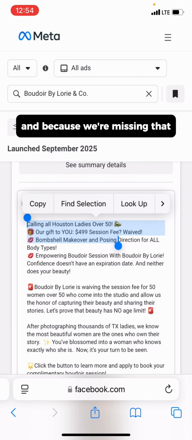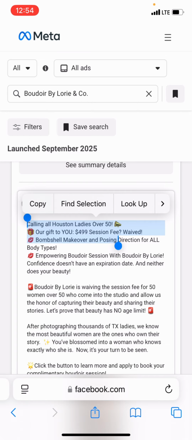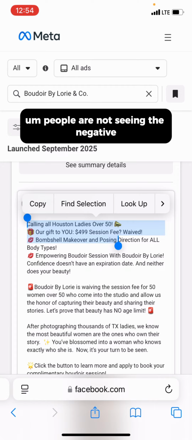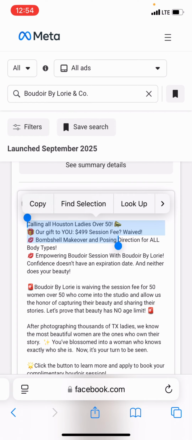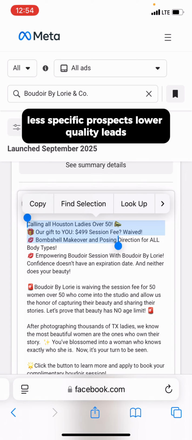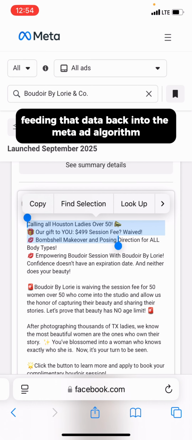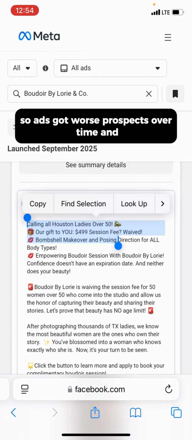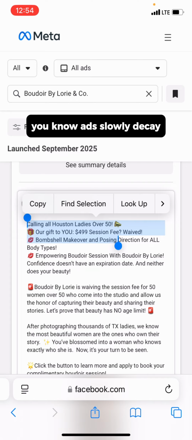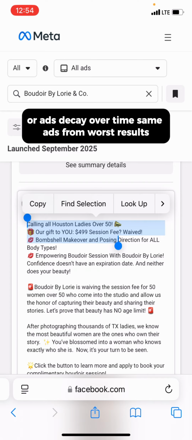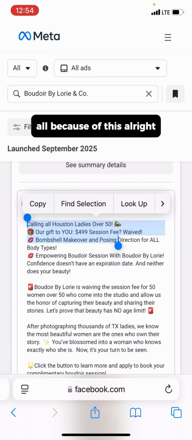And because we're missing that, people are not seeing the negative, the positive, and the hesitations and roadblocks that are all relevant to them. Which means we're getting less specific prospects, lower quality leads, more tire kickers, more price hunters, less conversion, same ad spend, feeding that data back into the Meta ad algorithm. So our ads go to worse prospects over time, and ads slowly decay, same ad spend, worse results, all because of this.